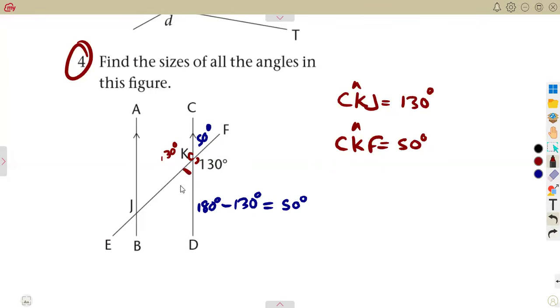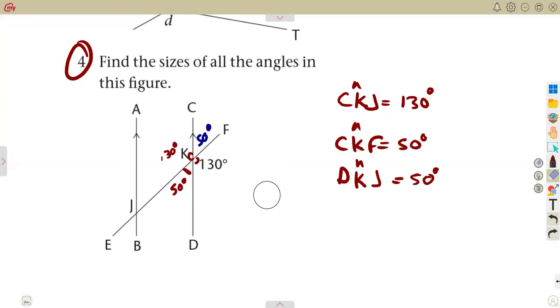Also, this one, this side is going to be 50 degrees. That is from D to K to J. That is angle DKJ like this. It is going to be also 50 degrees, vertically opposite angles. Remember that part of your vertically opposite angles. So this is what you're going to do. You answer that part, everything.